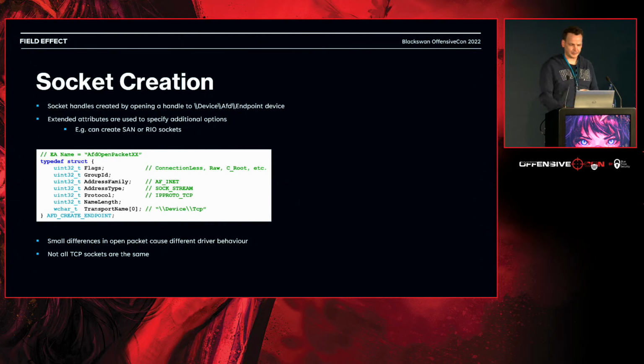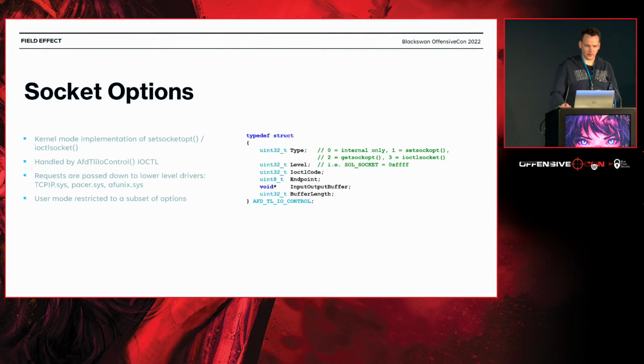The other thing we spent some time looking into was, okay, how are options set on the socket? So this is your standard ioctl socket and set socket option calls. All of these are handled by this AFD TLI IO control dispatch. They come in from user mode, there's a little bit of validation that happens, and then they get passed on down to the various lower level transport drivers, whether it's TCP or the Pacer driver or the Unix socket driver. And through the validation, user mode's restricted to a subset of options.